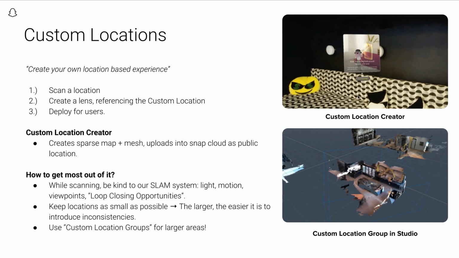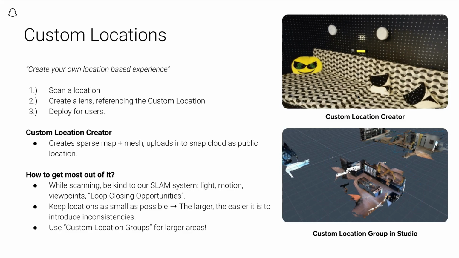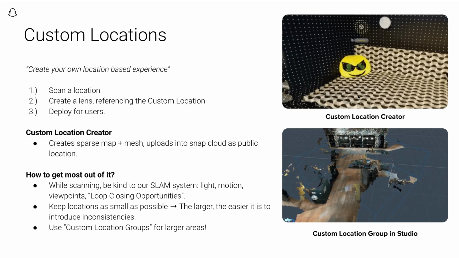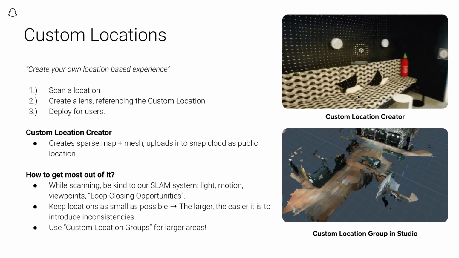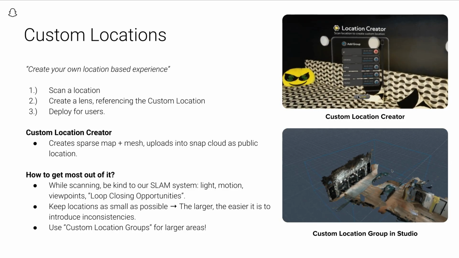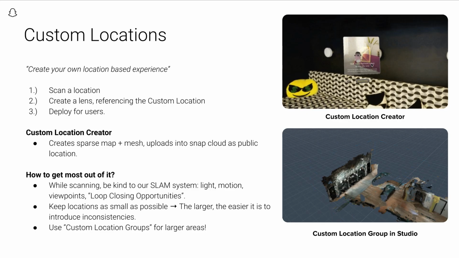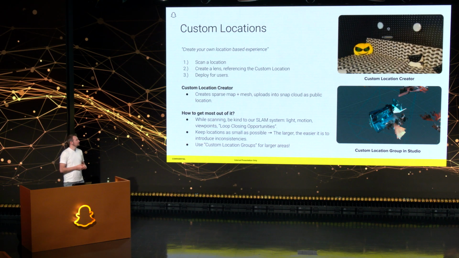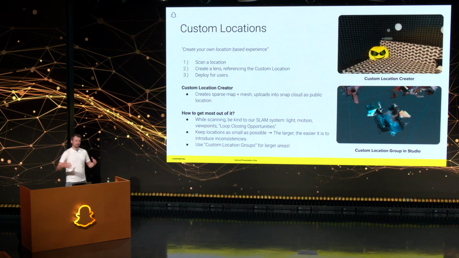So let's go maybe to the custom location use case first. If you want to have a custom location, so you want to scan something in, you want to edit content against this location in Lens Studio, you just need to use our Custom Location Creator lens. You can see here on the side how it looks, and it will guide you a bit through this mapping process. What it's going to do is create a mesh, and under the hood it creates the sparse map. It also allows you to verify that the map is good, and you can test it using the very same lens.